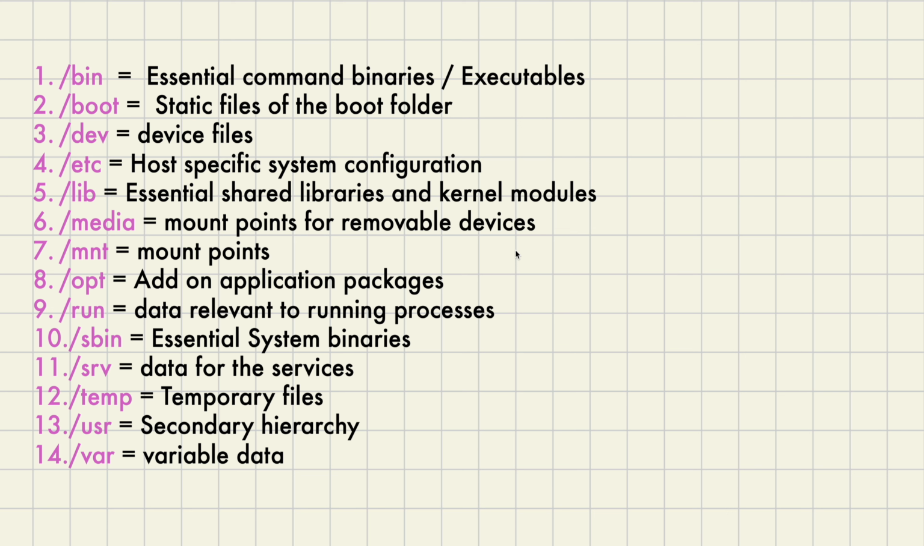/usr is the secondary hierarchy. This user folder also contains bin, sbin, src, all those, so it has its own hierarchy again. /var is for variable data files, so it can consist of log files or device-specific files. I'll show you some of the log files also, if possible. Let's move ahead with the functioning of Linux and how to connect your Linux with your Raspberry Pi.